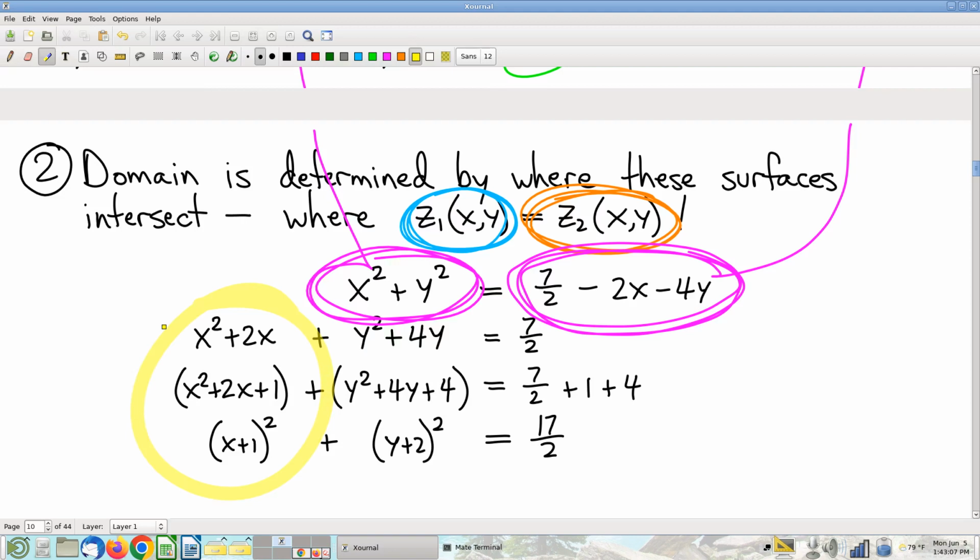So make sure you remember how to do completing the square, and I know that gets kind of glossed over in a lot of high school algebra classes these days, but make sure you can do that. Okay, and likewise over here, of course.